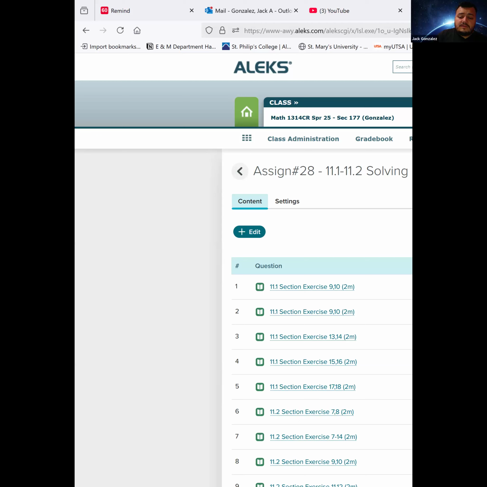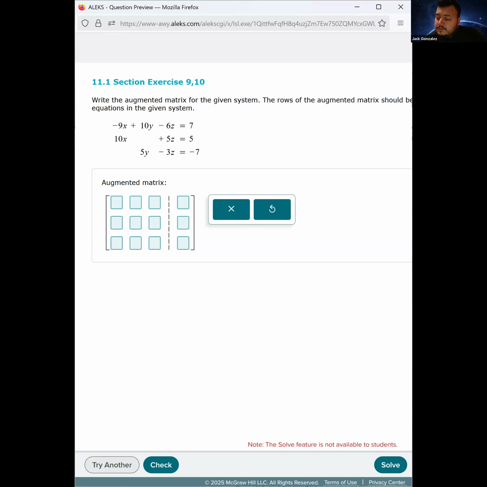So the idea here is understand how to convert from a system of equations into a matrix. And a matrix is basically another way to write the equations, and it also allows you to solve them using different techniques. So change the system of equations into an augmented matrix.